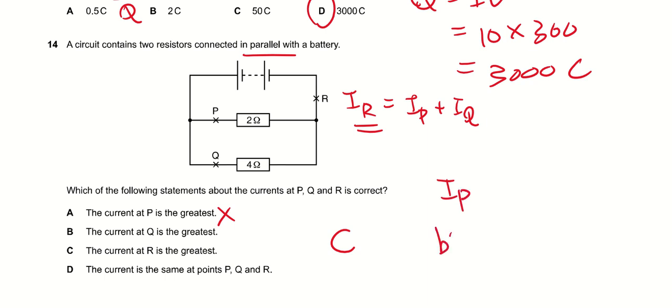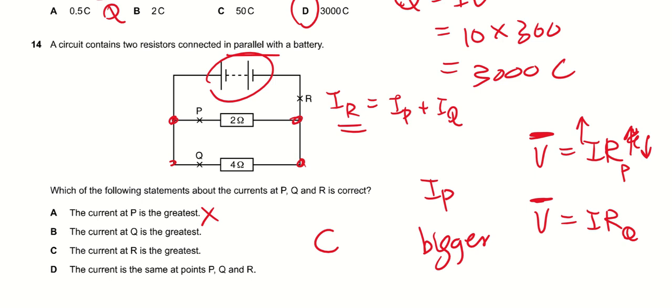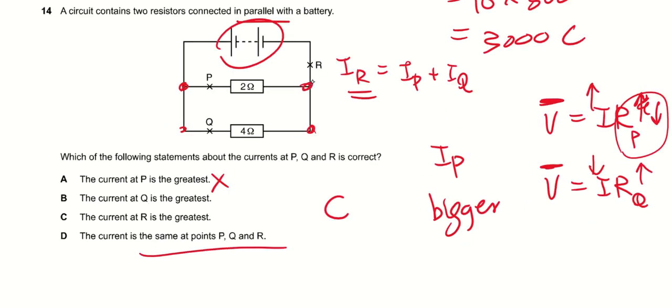Now, which one is bigger, IP or IQ? IP is bigger because it has a smaller resistance. They have the same potential difference. V equals IR. If they have the same V, and RP is small, IP will be big. For Q, V is the same across these 2 resistors, right? In parallel, the potential difference is the same. So if RQ is big versus RP, the current must be smaller. So they cannot be the same, because IR is the sum of P and Q.